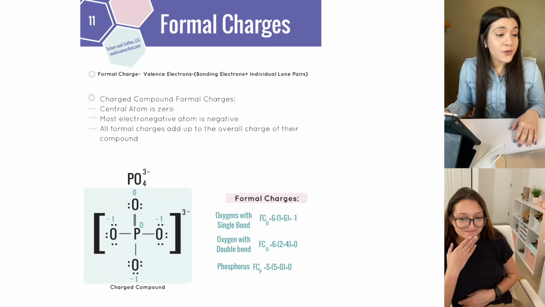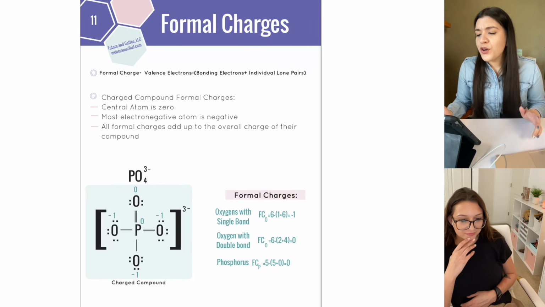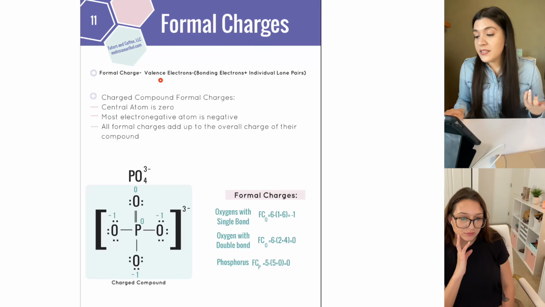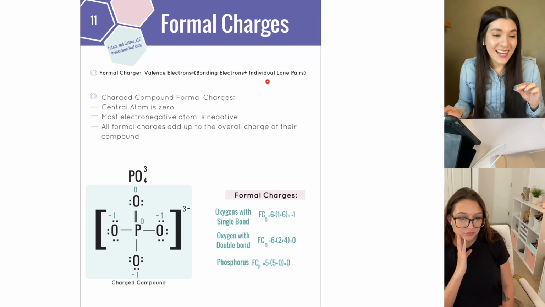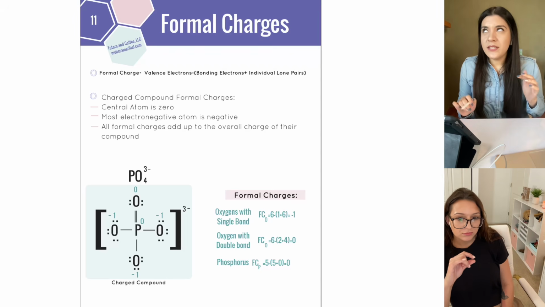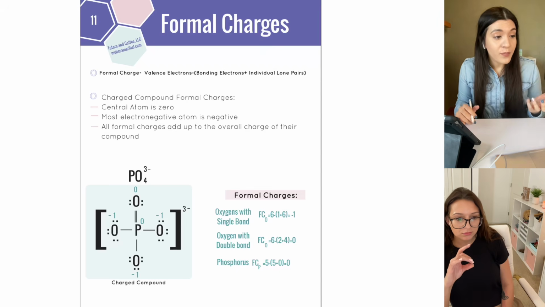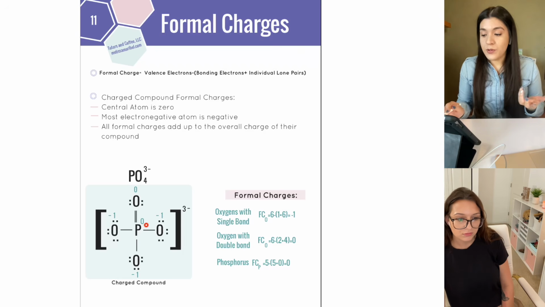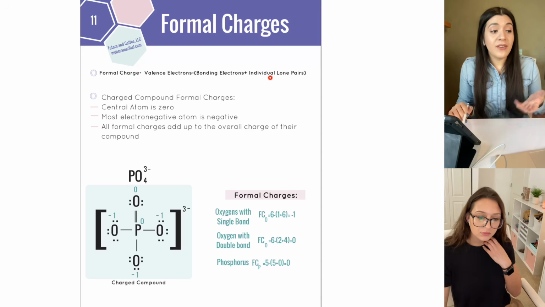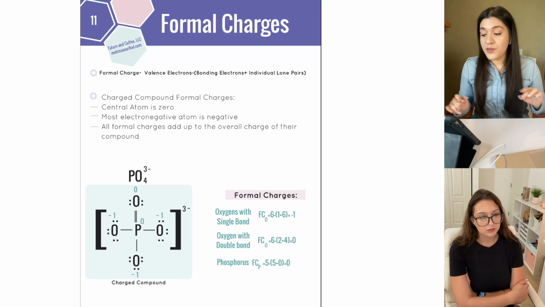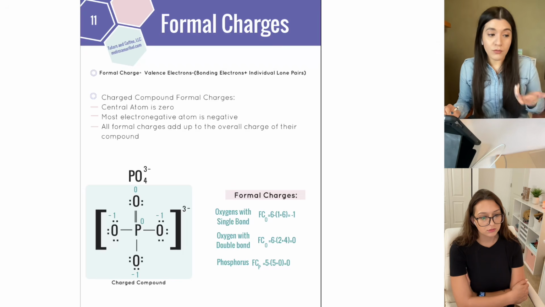Part of my Lewis structure notes: formal charges are going to be this overall formula, where formal charge is equal to valence electrons minus, in parentheses, the bonding electrons plus individual lone pairs. I'll explain what all this means, okay? What I really want you to understand is that there are specific formal charges that we prefer. We prefer to have the central atom be 0 as a formal charge after we've calculated it. The most electronegative atom prefers to be negative. And then all the formal charges, if we added them all together, will equal the charge of the overall structure.